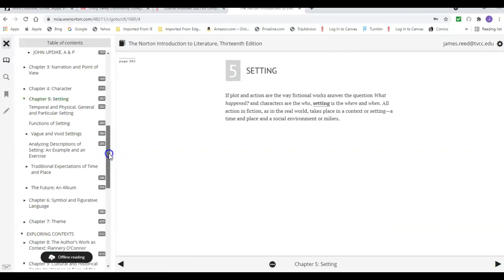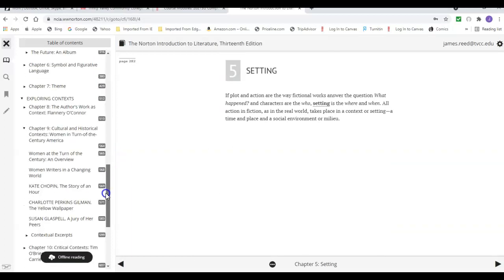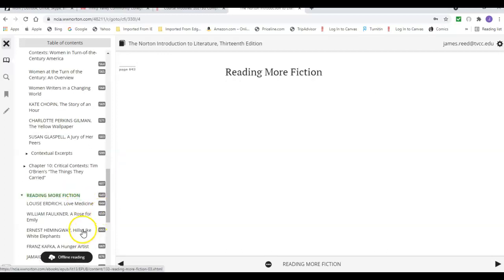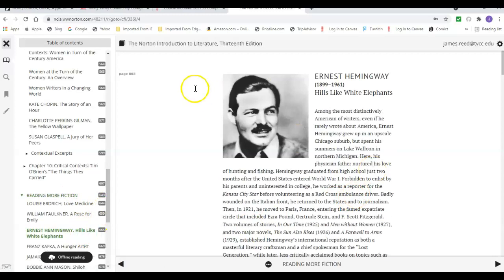Try and remember which one, what page number it was on. Yeah, there it is, 680. I clicked on the wrong section.